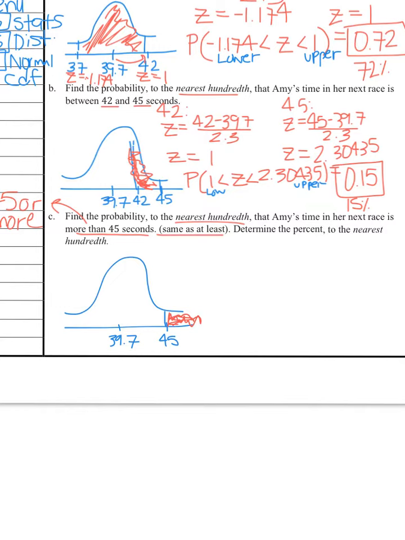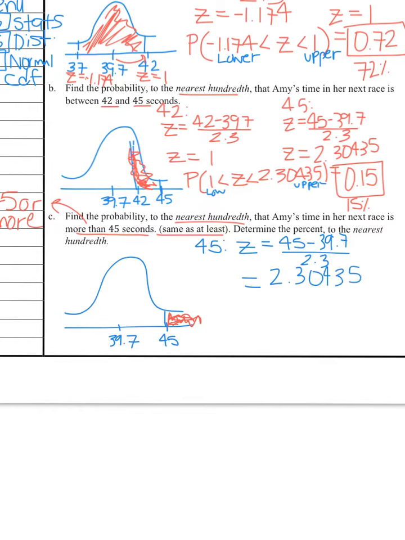So we're only finding one z-score for this because we're only given one number. So the z-score is going to be equal to 45, well, we already did it up above, so let's just write it out again, divided by your standard deviation. And that one ends up being 2.30435 as we found above.